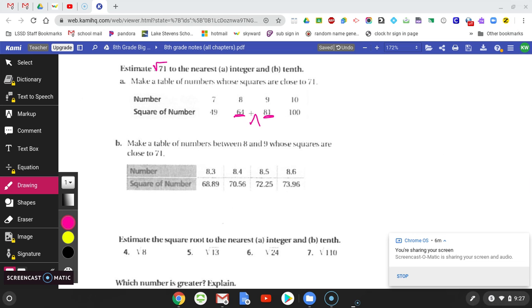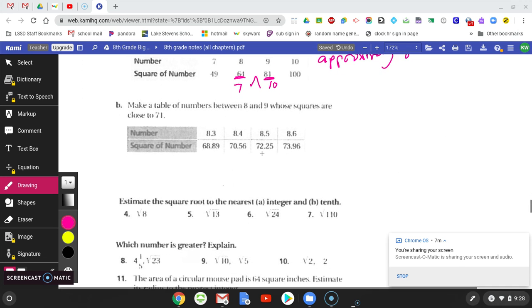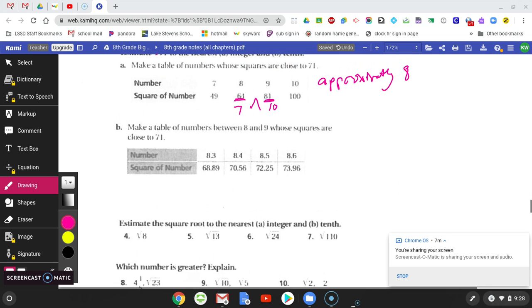What do you guys think? Well, we know it's going to be between 8 and 9. 71 is 7 away from 64, and it's 10 away from 81. So we could say it is approximately 8. Then it says make a table of numbers between 8 and 9 whose squares are close to 71.